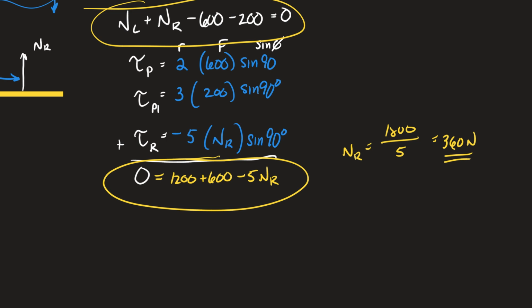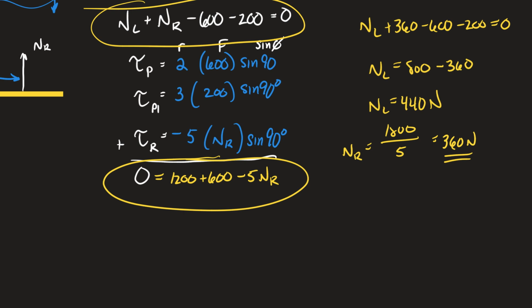Now if I want N_L: N_L plus 360 minus 600 minus 200 equals 0. So N_L equals 800 minus 360. So N_L equals 440. Well, that leaves us 30 seconds. Probably not enough time to learn something else.